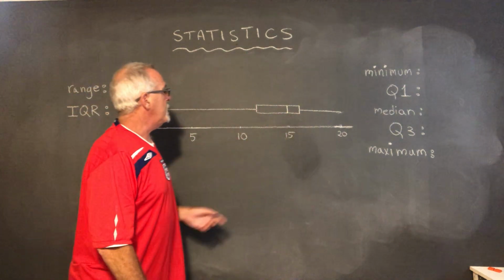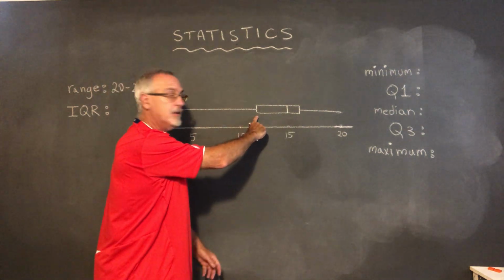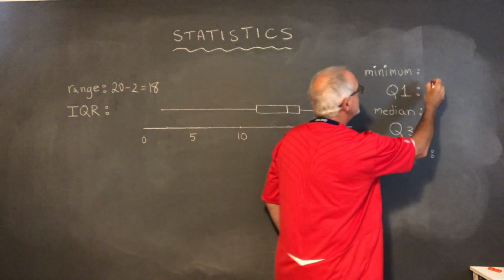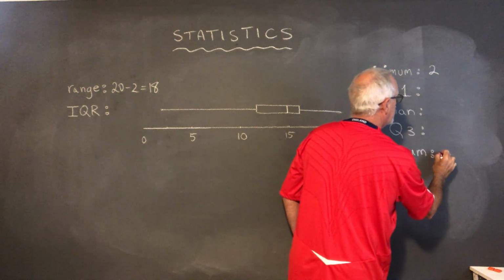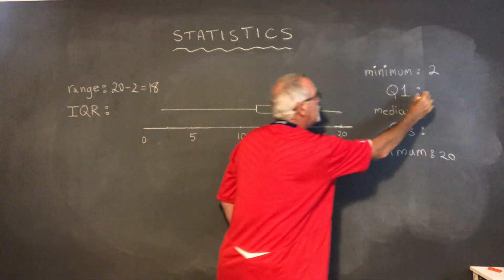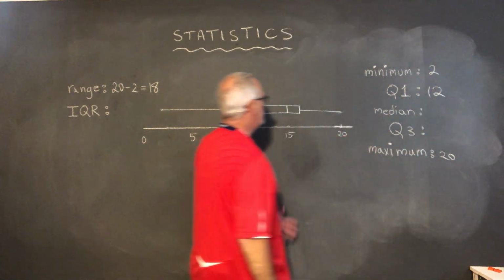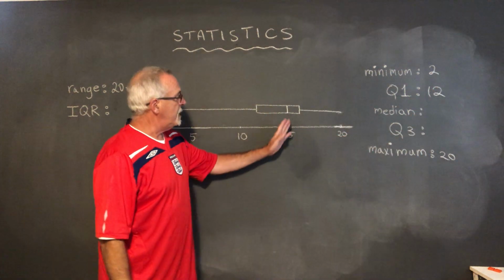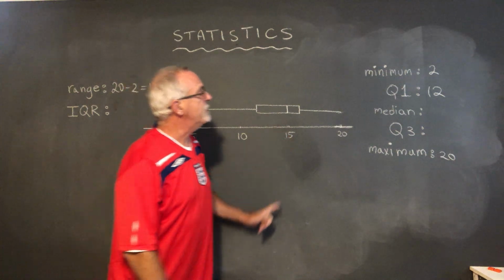Then the Q1, the median of the first half, is 12. So I'll fill these in as well. There's the 2, there's the 20. The Q1, the median of the first half, is the 12. I hadn't really identified the median up till now, but the median is right here. It's at 15.